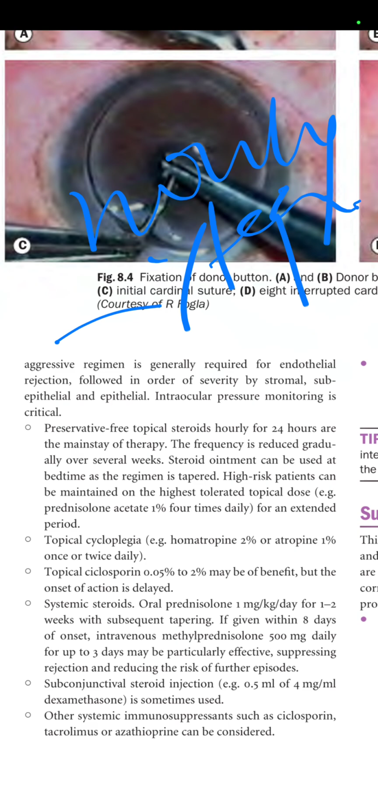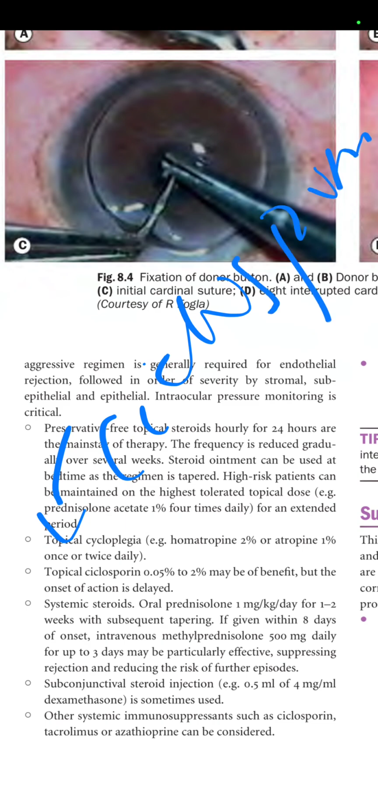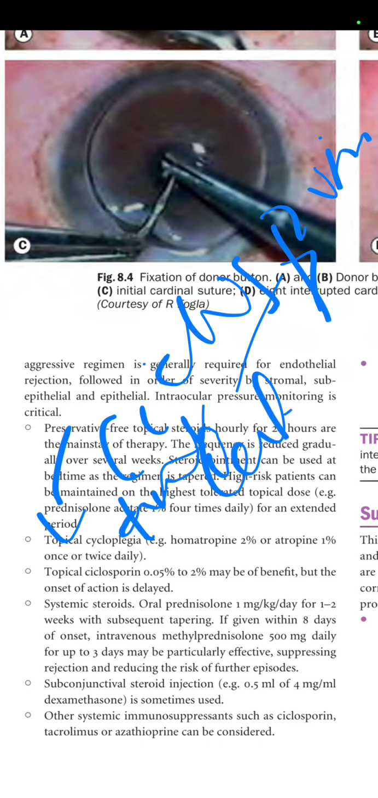Topical cycloplegics, homatropine 2% or atropine 1% once or twice daily. Topical cyclosporin 0.05% or 2% may be of benefit, but the onset of action is delayed. So I think I told you earlier, the cyclosporin is a very good anti-immune agent, but it basically has a late onset. So that is why the steroid is the mainstay of treatment.